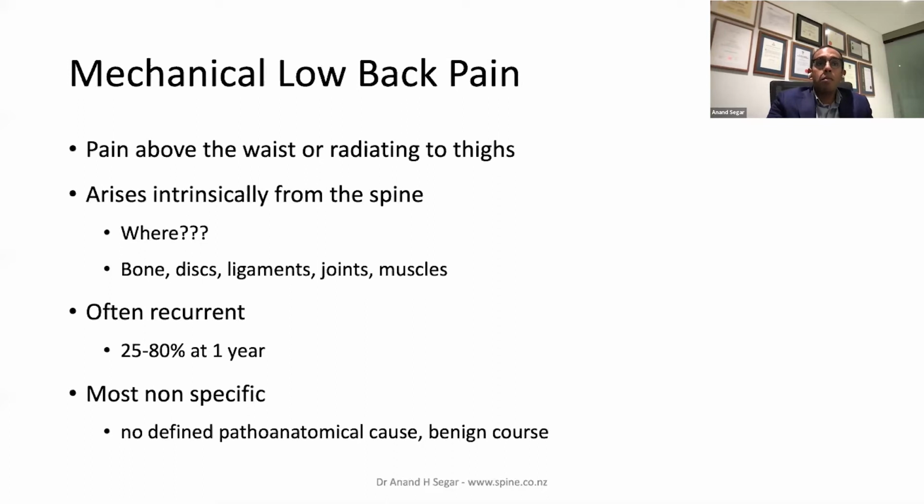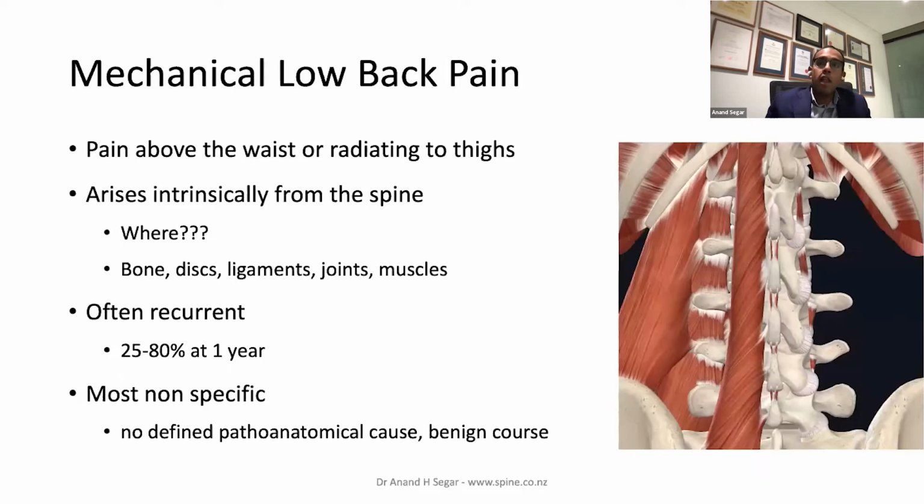So what is mechanical low back pain? Well, mechanical low back pain is back pain arising from the back itself, above the waist, and radiating to the thighs, not below the knees generally. It arises intrinsically from the spine. And one of the challenges we have with the spine is, where does the pain come from? So what we have here is a model of the spine, and we have muscles, we have bones, we have ligaments, we have joints, we have discs. So trying to identify where the pain comes from is very, very challenging.